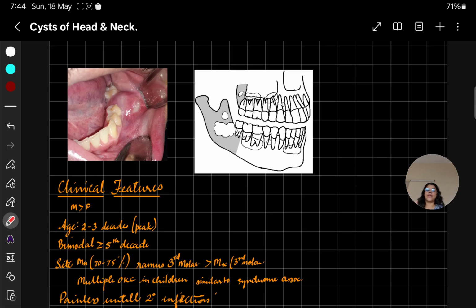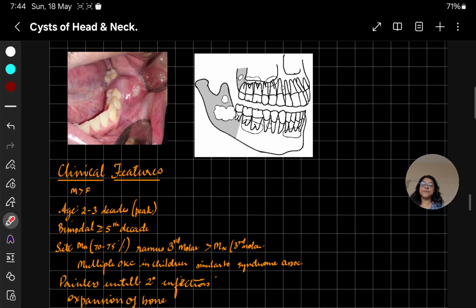So that's bimodal, and bimodal means one peak, another peak. So 20-30 years there is a peak, then again at 50 years another peak. Then there is site. Mandible, the ramus, 70 to 75%. The mandibular ramus third molars are affected, 70 to 75%. Mandibular third molar.